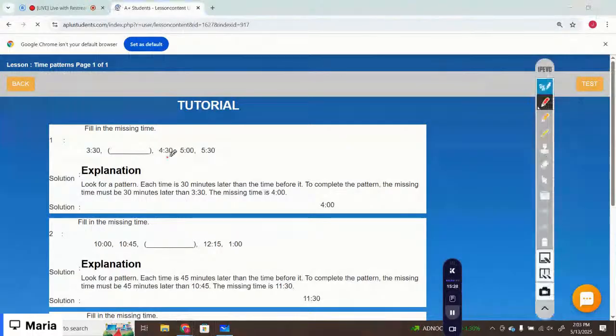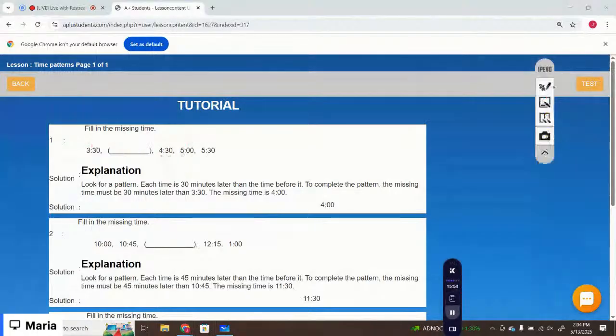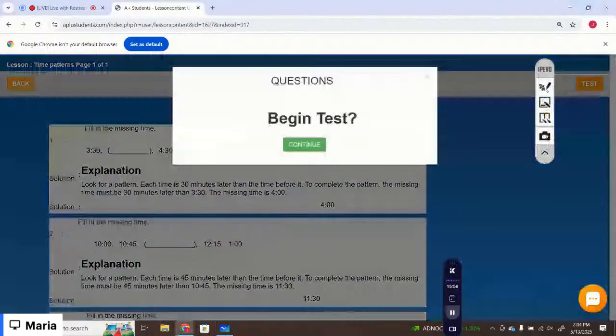So if you look at 4:30 and 5, if you add 30 minutes to 4:30, it will be 5. Then if you add again 30 minutes to 5, it would be 5:30. That means the time is increasing by 30 minutes every time. So we need to add 30 minutes to 3:30, then that would be 4. So the correct option is 4. Let's start with the test questions.